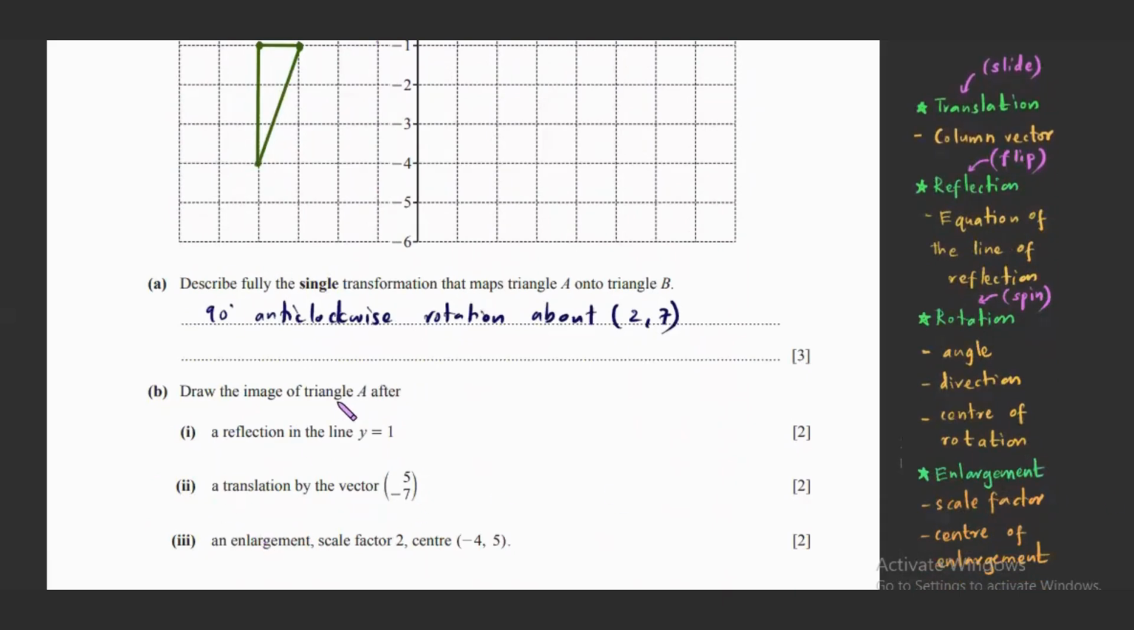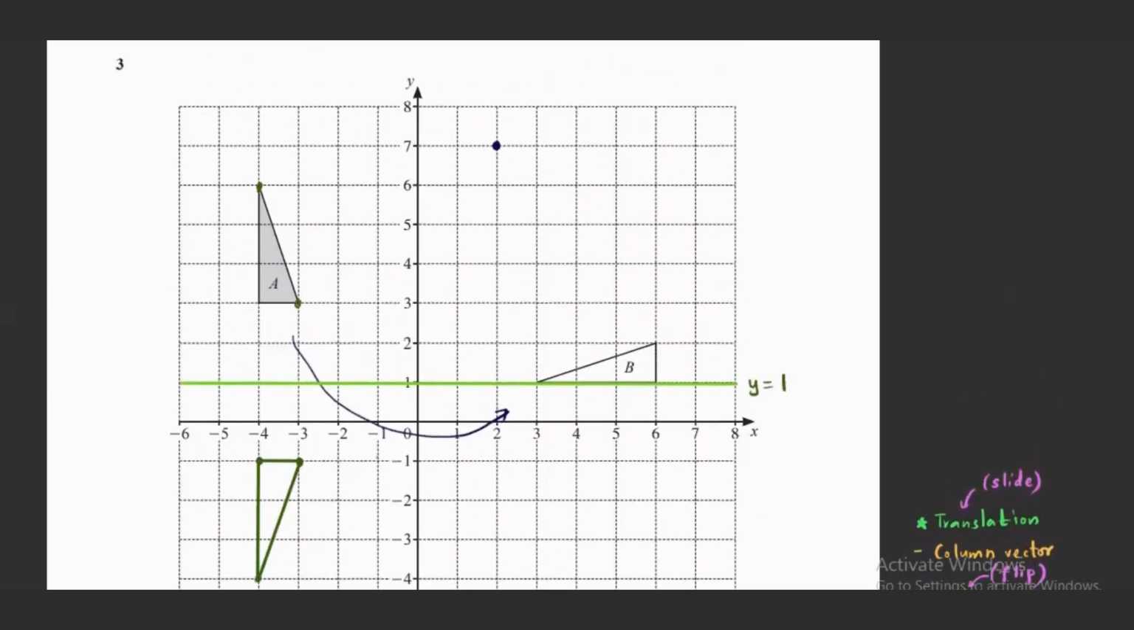So we need to translate triangle A by a vector of (5, -7). So this is triangle A, and we need to translate it by the vector (5, -7). The 5 is a positive 5, which means it's going to move 5 units to the right. And we have -7, which means we need to move 7 units down. So when we move 7 units down, we end up getting this vertex here.